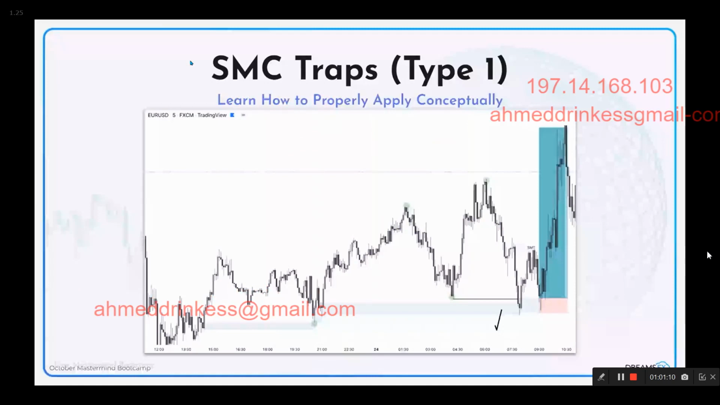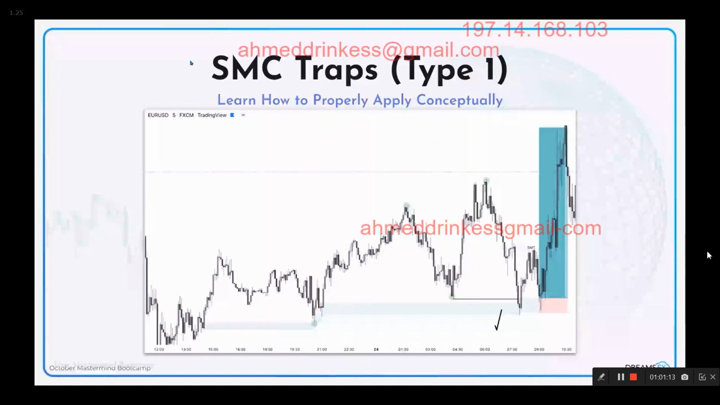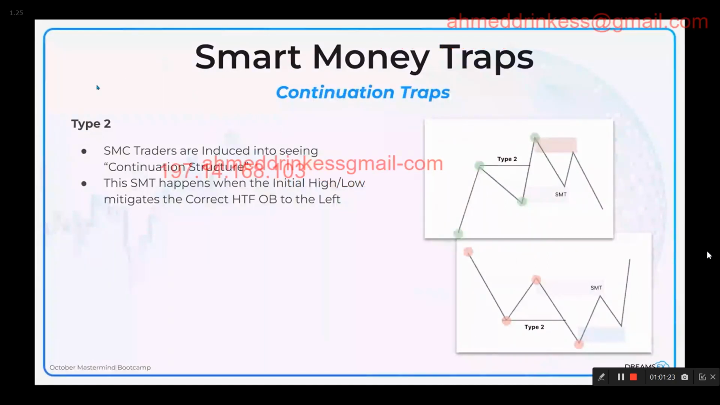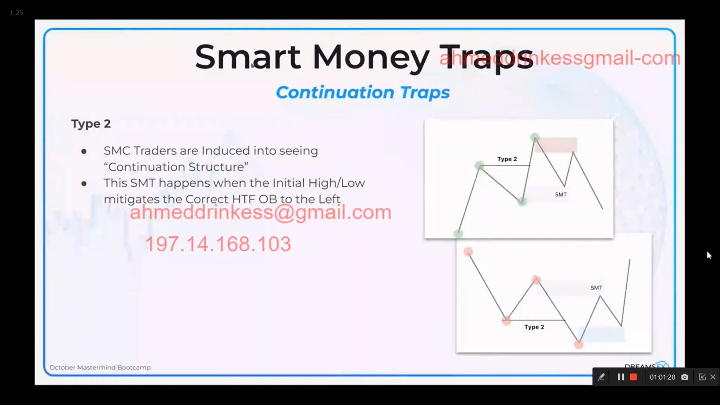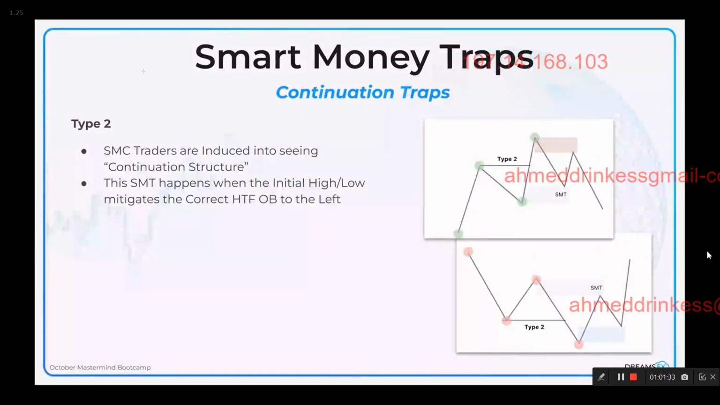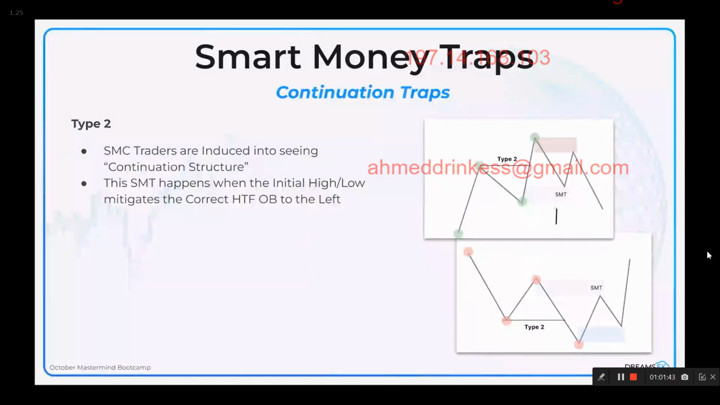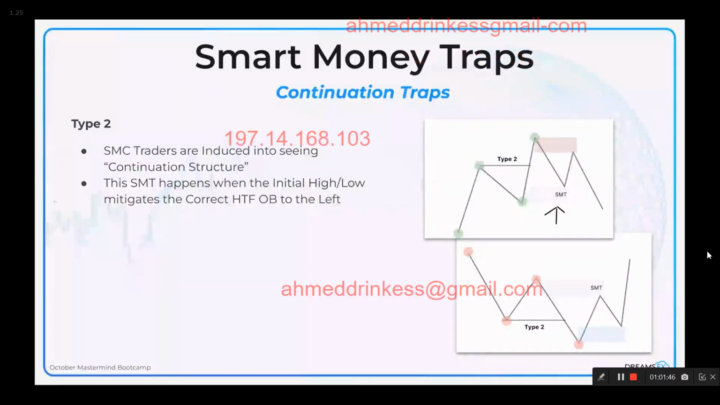All right, great. Now we're going to go into the second type of SMT. There's two types of SMTs, which are based on the different types of inducements. So these are what we consider continuation traps. In this scenario, it's different because this is one of my favorite confirmations when you don't have a BOS. You are all the time going to be seeing stuff like this, and you won't see a BOS. And I'll explain here in just a minute.